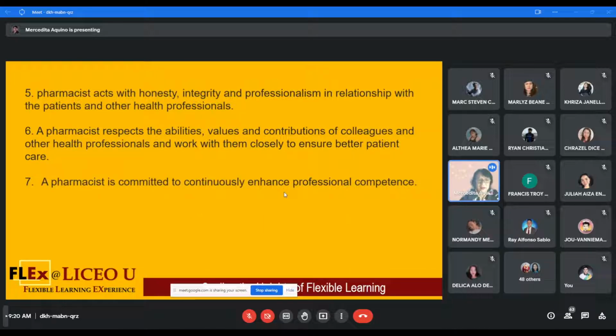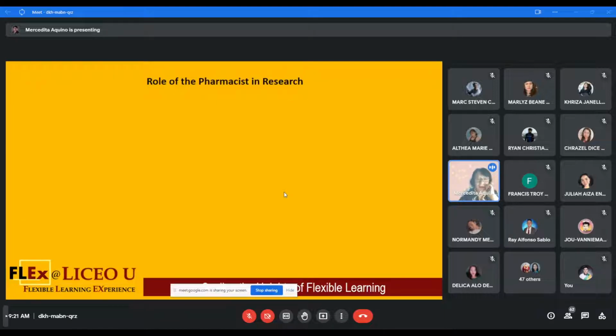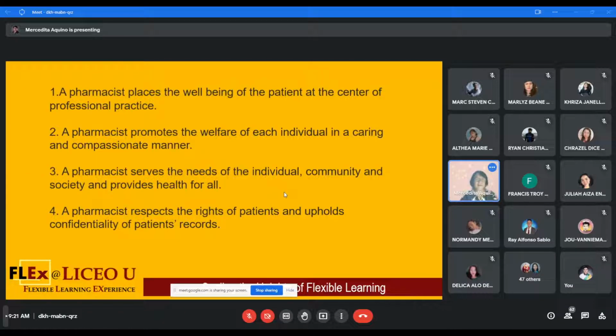Number 7, a pharmacist is committed to continuously enhance professional competence. Number 8, a pharmacist, in coordination with the government and other health professionals, helps in the formulation and implementation of healthcare policies, standards, and programs designed for the benefit of the society. Okay, let's go back.